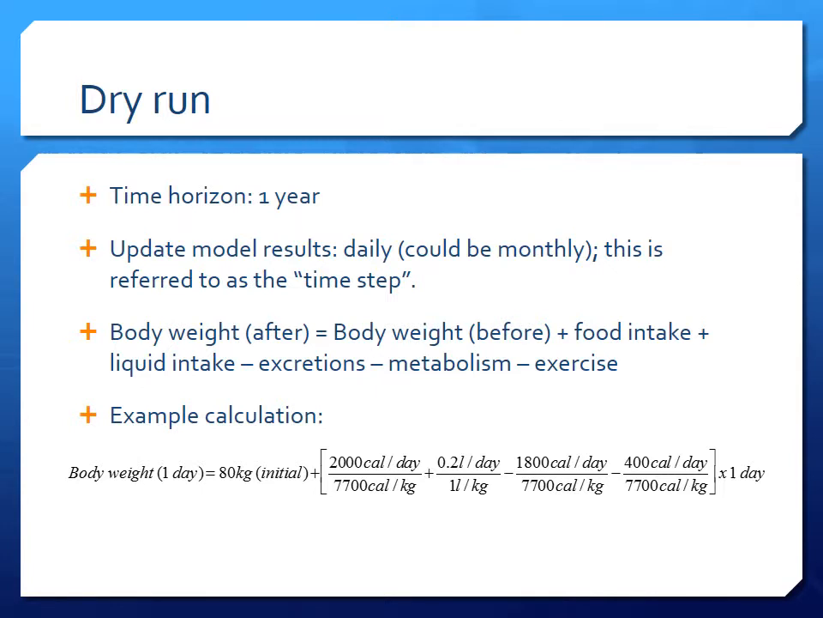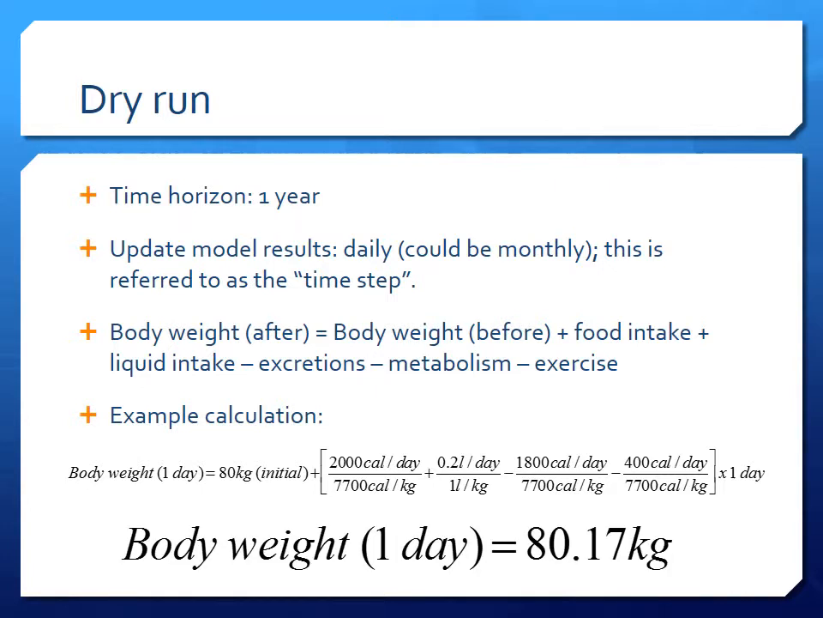So if you run a simple calculation, I encourage you at this point to get your calculator, crunch these numbers, and you get the body weight after 1 day. You started with 80 kilograms. After 1 day, you're 80.17 kilograms. Okay, and you say, well, does this make sense? Well, it went up by a little bit, and realistically this matches weight gains over a day very well. So there's a sanity check here, and you say, well, this makes sense.